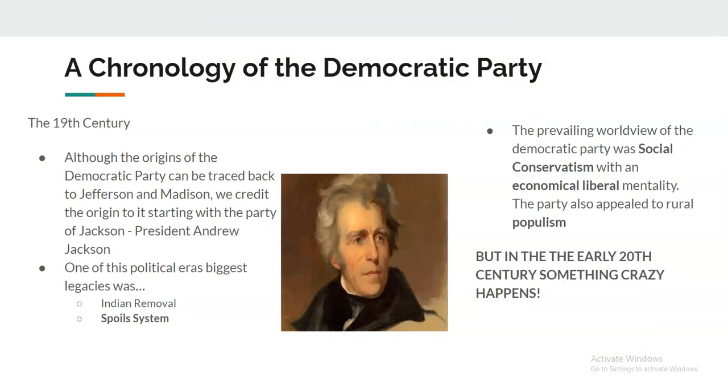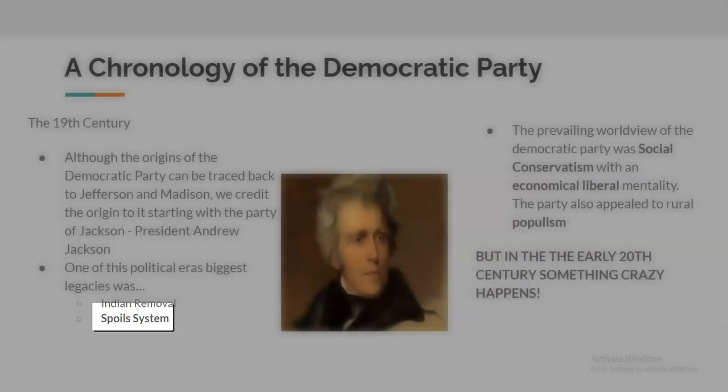A chronology of the Democratic Party. So now, switching gears to the other party. Although the origins of the Democratic Party can be traced back to Jefferson and Madison, we credit the origin to its starting with the party of Jackson, President Andrew Jackson. One of this political era's biggest legacies was Indian removal and the spoils system, which is also a vocabulary term.